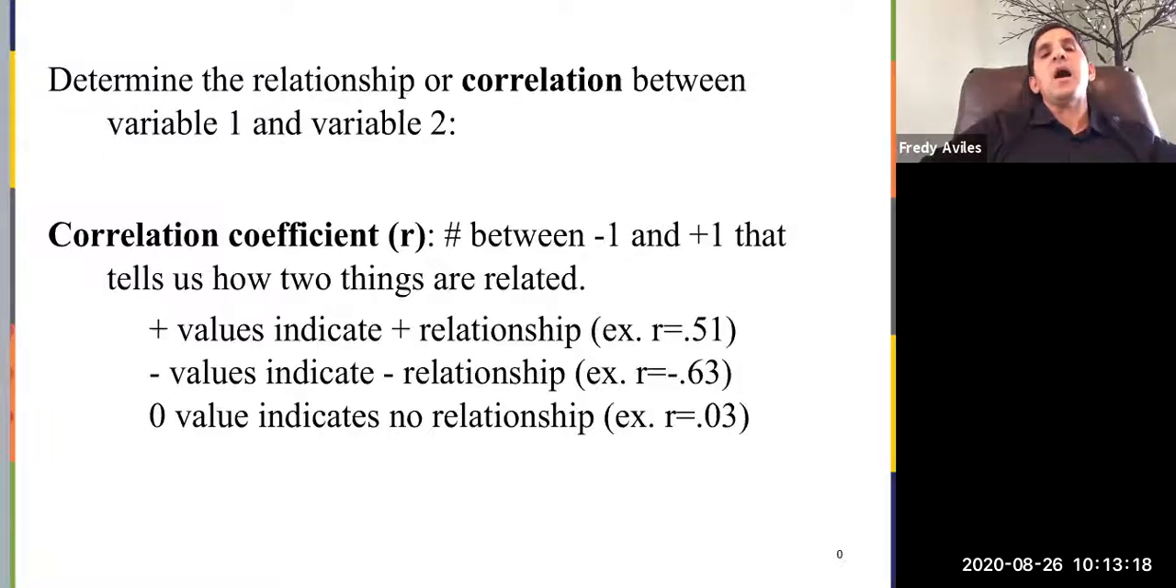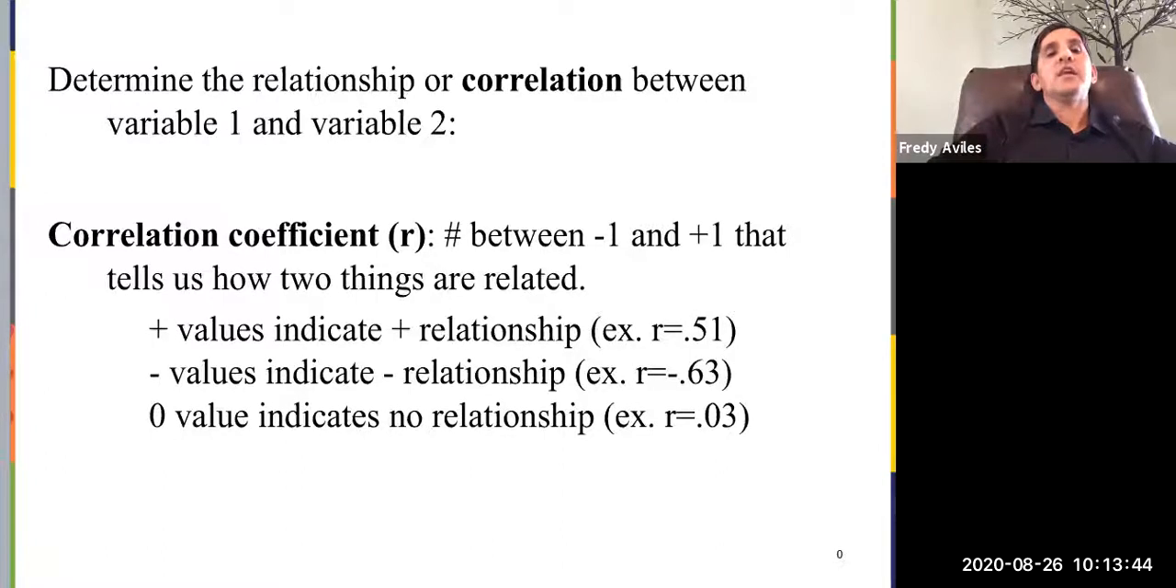If the number is positive, that means we have a positive relationship or a positive correlation, like R equals 0.51. When the number is positive, we don't have to put the plus, okay? If the number is negative, if R is negative, then it tells us that we have a negative relationship. R equals -0.63. That tells us the relationship is negative.